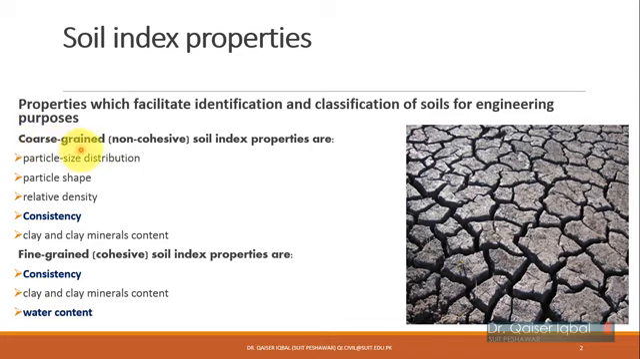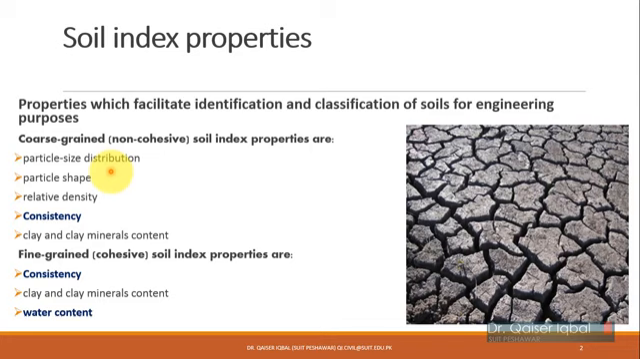So, for coarse grained soil, which are non-cohesive, coarse grained soils are sands and gravels, because they do not possess any cohesive forces. They only have coarse grained particles, so there is no cohesion in the particle. That's why they are also known as non-cohesive soil, as we discussed earlier. So in coarse grained soil, the index properties include particle size distribution.